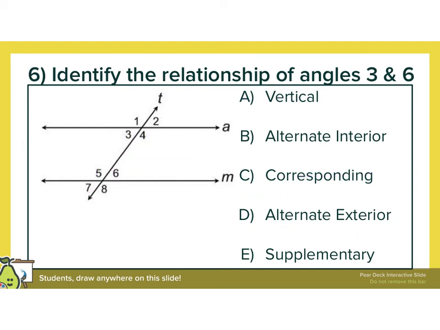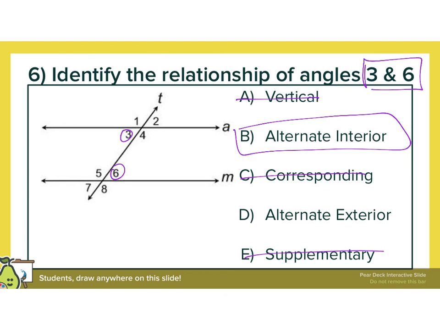Number 3, angles 3 and 6. So we're here. They're on opposite sides, so they're alternate something. They're in between. That makes them alternate interior, right? Remember, if they're inside here, inside the parallel lines, they're interior. That's it. Now we're going to learn how to find the angle measures, and then you'll practice those.